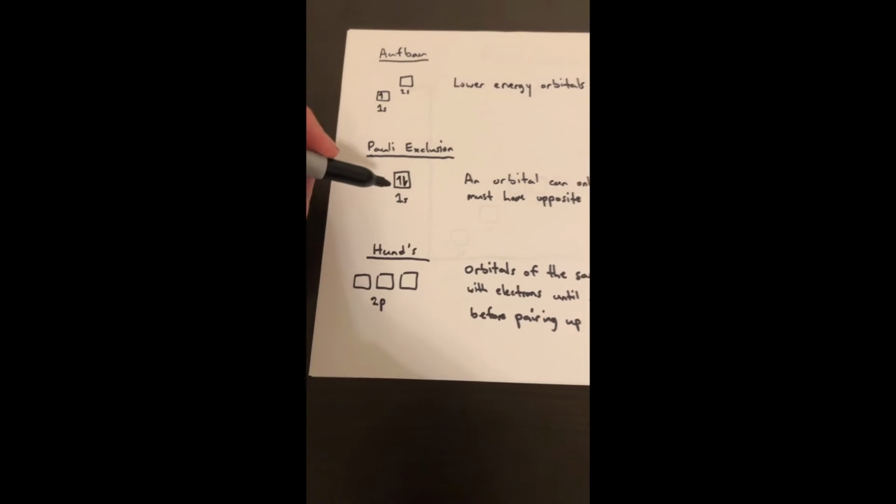Next is the Pauli Exclusion Principle. The Pauli Exclusion Principle states that an orbital can only have 2 electrons and they must have opposite spins. So in order to demonstrate that, we have the 1s subshell right here. And so we draw an up arrow and then a down arrow right there. That's the Pauli Exclusion Principle.